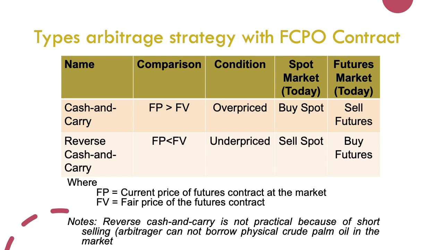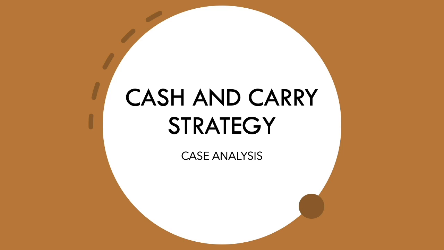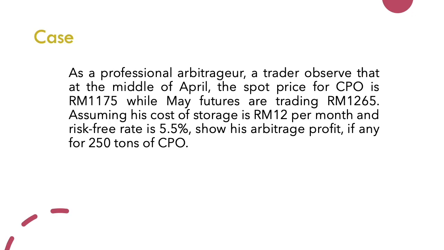So the reverse cash and carry strategy is not practical because it involves short selling. If the arbitrager wants to sell spot today, the arbitrager needs to borrow physical crude palm oil in the market. However, there is no company that wants to lend their physical crude palm oil in the market to the investor. That's why we cannot use the reverse cash and carry strategy in the market.